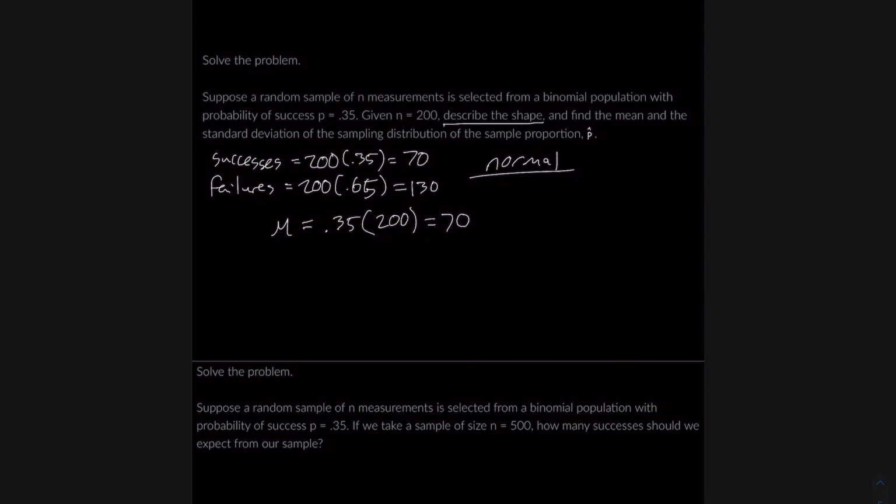equals 70. And then the standard deviation of the sampling distribution equals the square root of p times 1 minus p over n, and we already have that on our definition sheet, so that would be the square root of 0.35 multiplied by 0.65 over 200, and that is 0.034. All right.